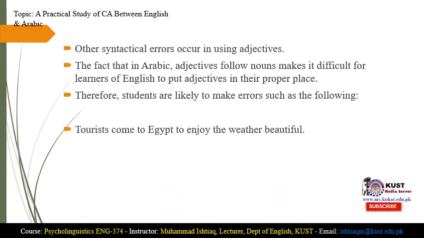Tourists come to Egypt to enjoy the weather beautiful. So look at this. They don't say the beautiful weather. Why? Because beautiful is an adjective. As far as the English structure is concerned, it must precede weather. But as far as Arabic structure is concerned, it should follow weather. Arabic speakers don't say tourists come to Egypt to enjoy the beautiful weather. They say to enjoy the weather beautiful. The adjective follows the noun rather than preceding it.